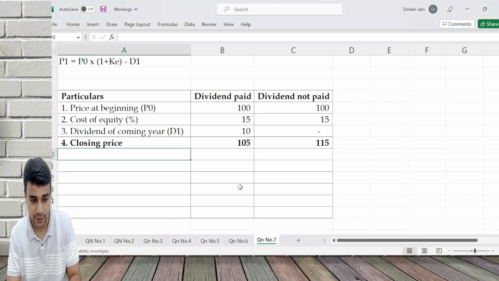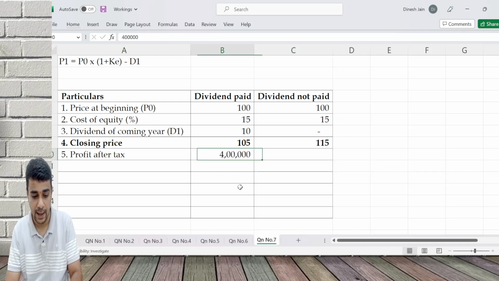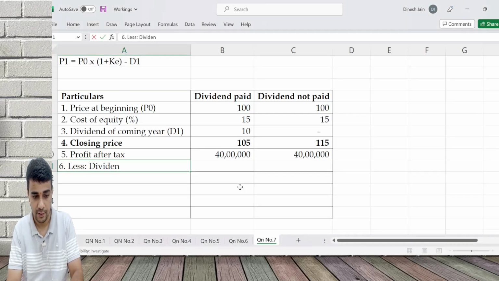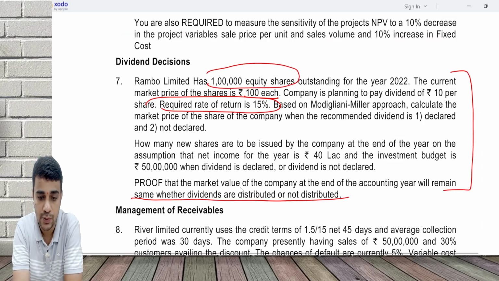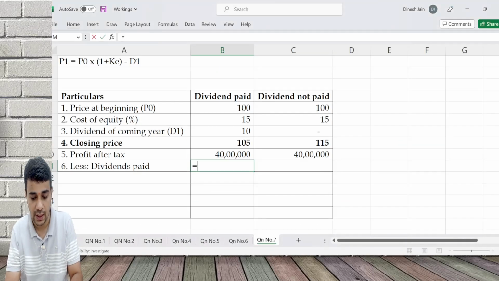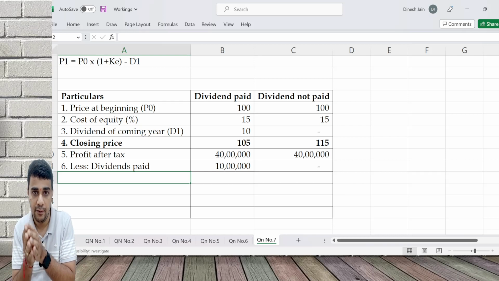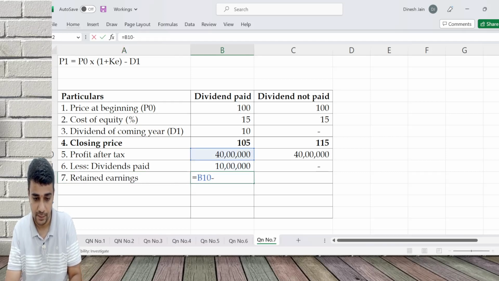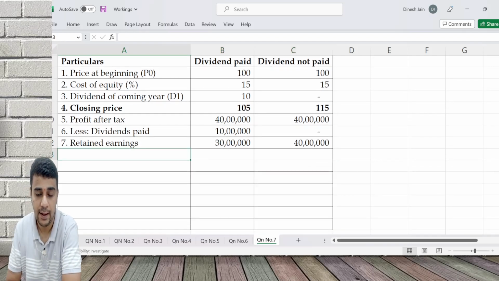Next part is on new shares to be issued. Profit after tax: you are making a profit of 40 lakh rupees. Out of this, you pay something as dividend. Dividends paid, which is 10 rupees into 1 lakh equity shares outstanding. Here no dividends are paid. And this indirectly gives me higher retained earnings if you don't pay dividend, and lower retained earnings if dividends are paid. So retained earnings, 30 lakh rupees and 40 lakh rupees.